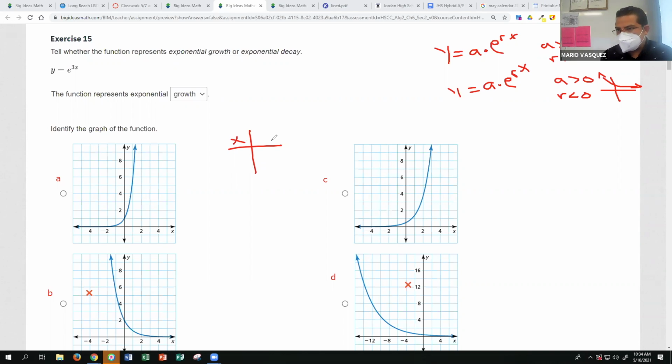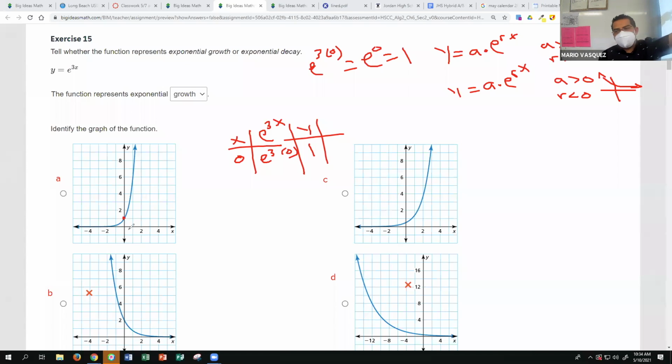So let's plug in x and e to the 3x. If x is 0, e to the 3 times 0 is e to the 0, and e to the 0 is 1. So when x is 0, y is 1. When x is 0, you were right all along.